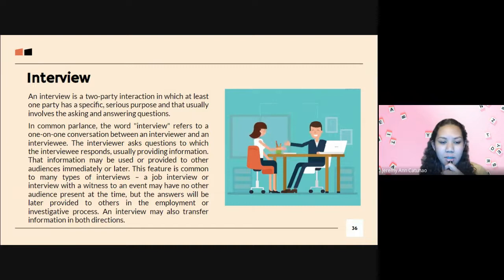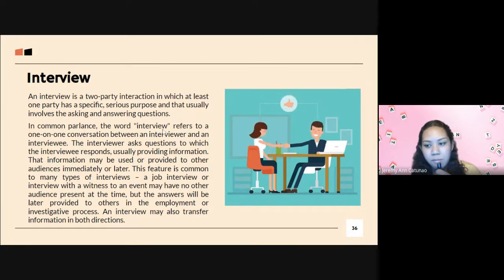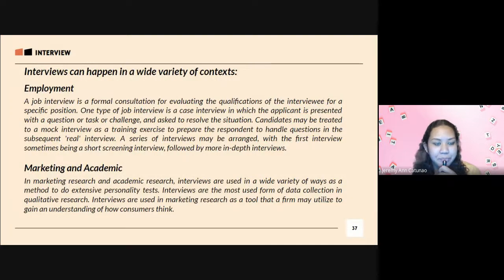Usually interviews require the transfer of information in both directions, but mostly, like what I mentioned earlier, it is the interviewee who speaks the most. Interviews can happen in a wide variety of contexts. Like what I mentioned, it can be from employment, marketing, and academics.